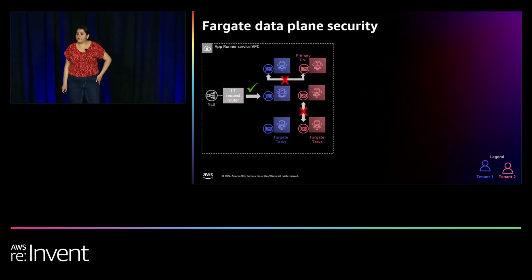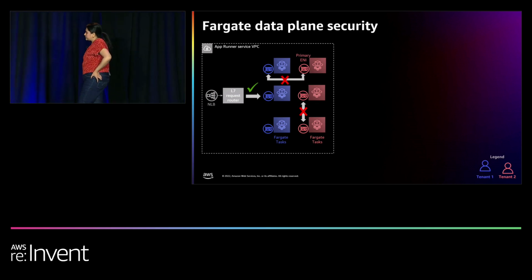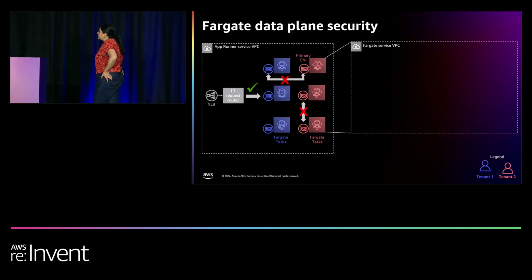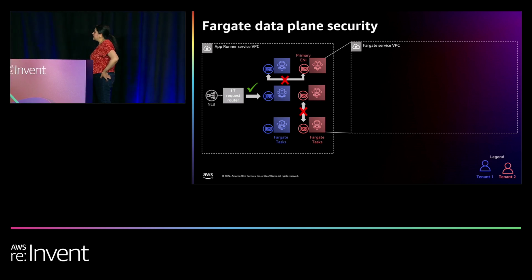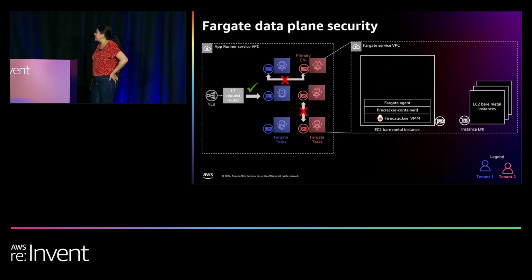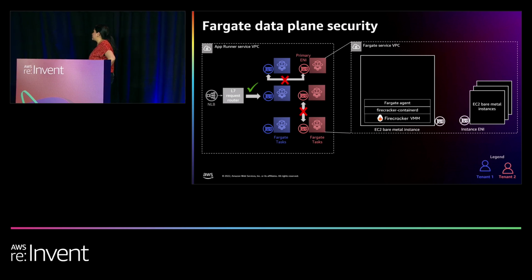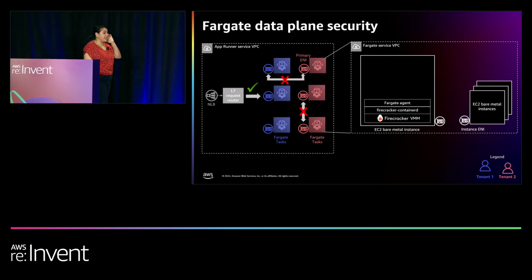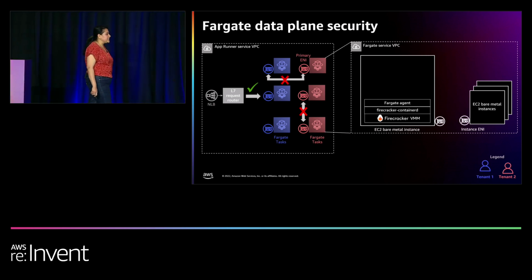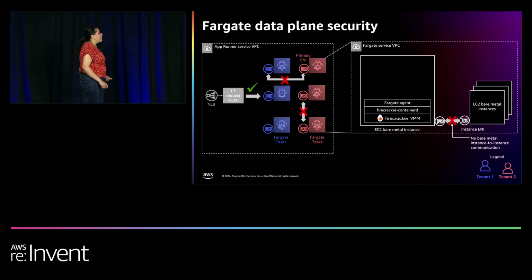All right, Fargate data plane security. Zooming into this Fargate VPC, like we said, we have these bare metal instances. There obviously isn't just one bare metal instance. We have many bare metal instances that we run per VPC. So a similar theme: we don't allow any bare metal instance-to-instance communication through that primary ENI. No reason why instances should be talking to each other.